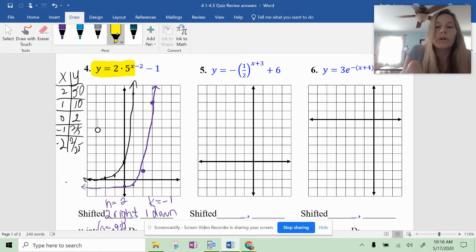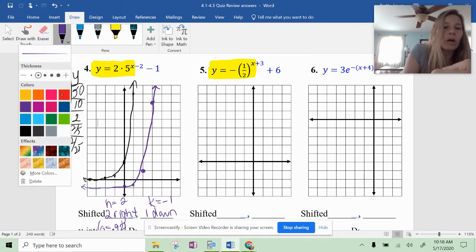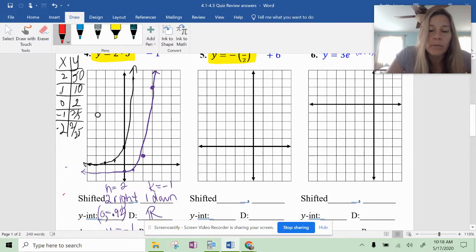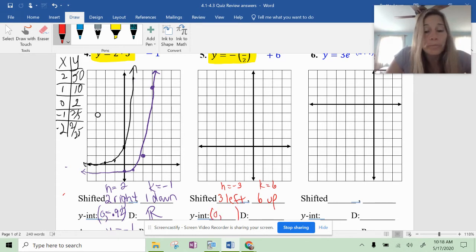So again, our next one, our parent function is just up to there. I'm going to enter all this information first before I do the graph. My h here is negative 3, which means I would shift 3 to the left. My k value is positive 6, so I will shift 6 up. My y-intercept is whatever I get when I put in that 0. And my domain is all real numbers.